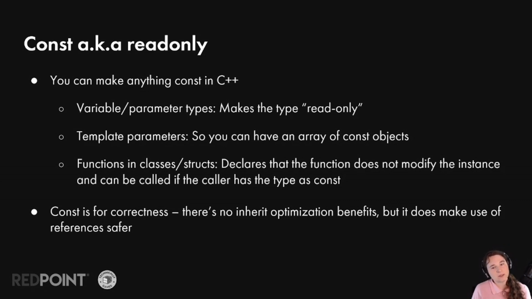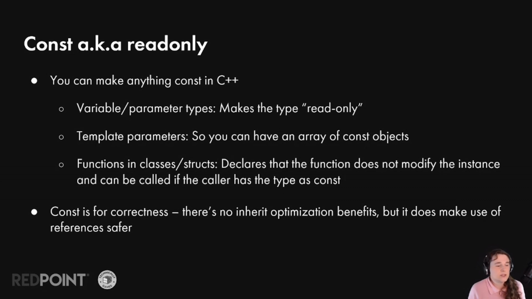What this means is that you're allowed to call this function even if you have a const type reference to it, right? So if you've got a const FString, you can call any of the functions that are declared on FString if they're declared const. You can't call any that are not declared const because they might modify the FString, right? But any function that's declared const on FString, you can call on a const FString.